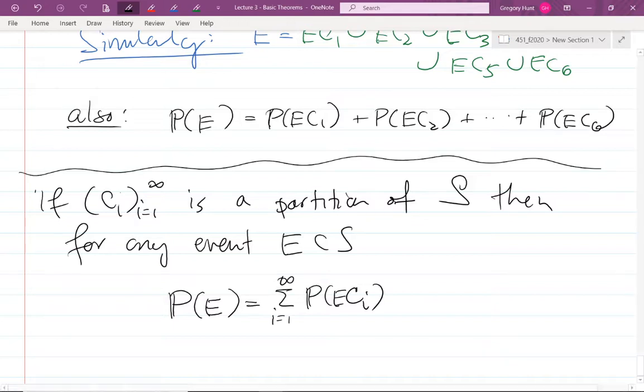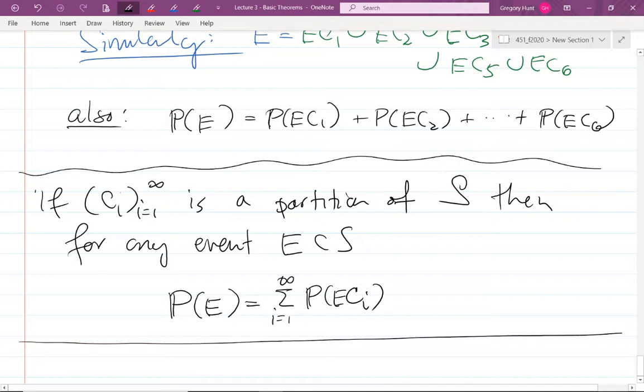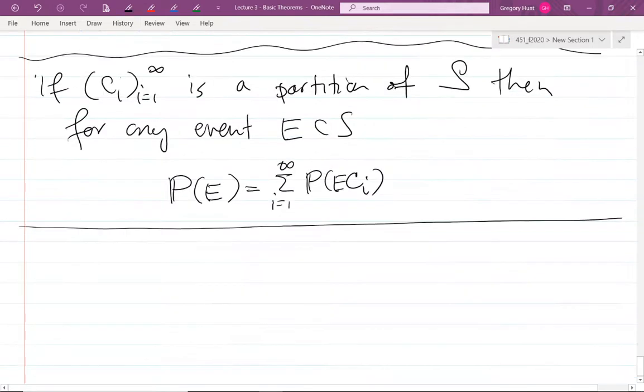And I've written here an infinite countable partition, but it's true for a finite one, and you can think about how that's true, right? Take the finite one, tack on an infinite number of empty sets. There you go. It works for the infinite. So the proof is not so bad. Proof of this fact.